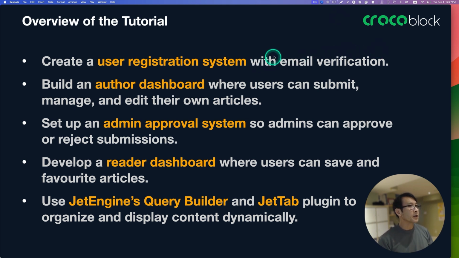So how to create a user registration system with email verification and build an author dashboard where our users can submit, manage, and edit their articles, and how to set up an admin approval system so admins can approve or reject their submissions, and develop a reader dashboard where users can save and favorite articles, and use JetEngine Query Builder and JetTab plugin to organize and display content dynamically.